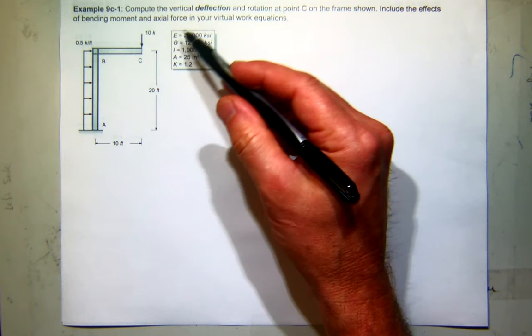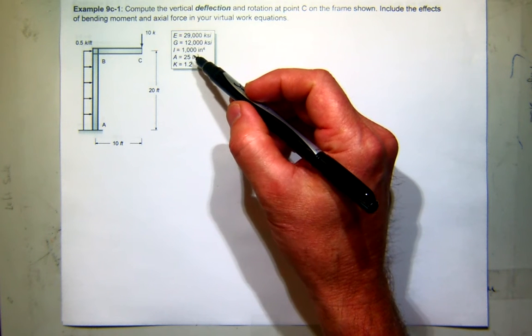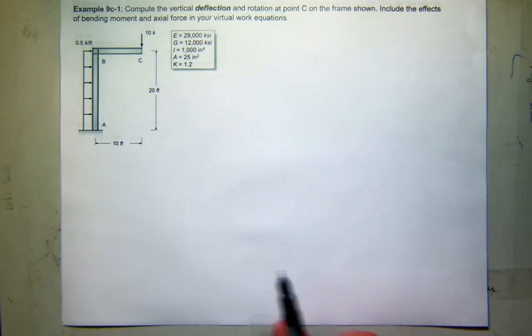We don't need all this information, but we will need E and I and A. We won't need G and K. That's for something later on. We'll talk about that a bit later. So let's talk about a strategy of how we're going to proceed.